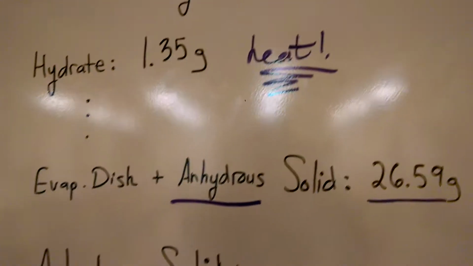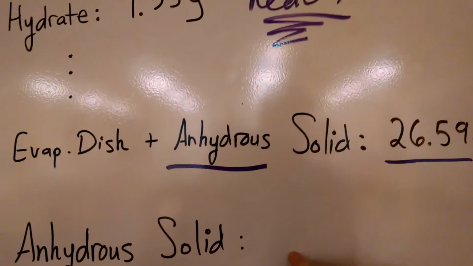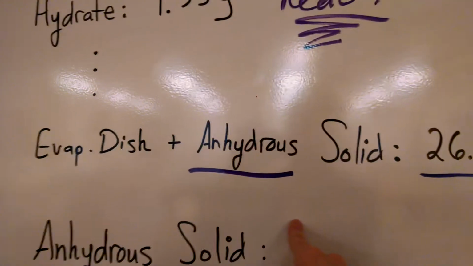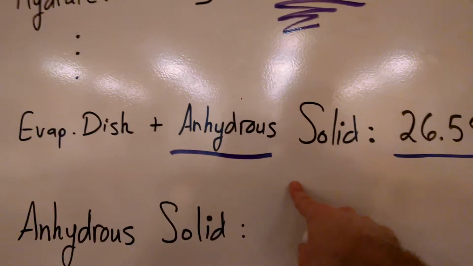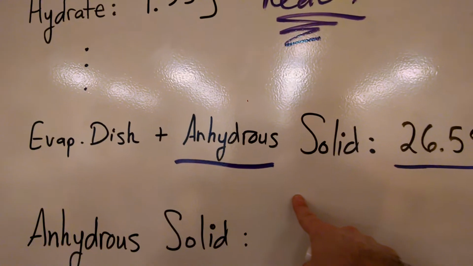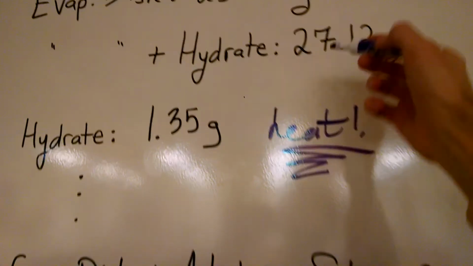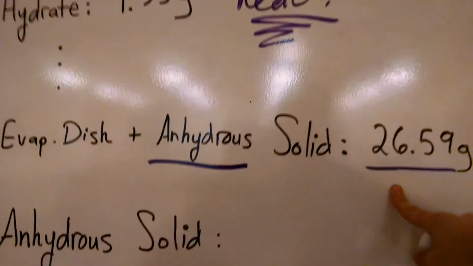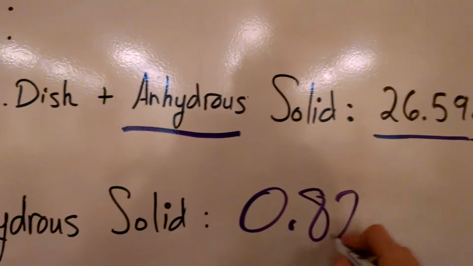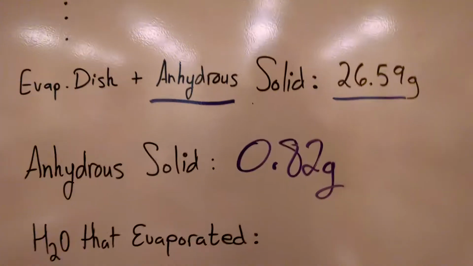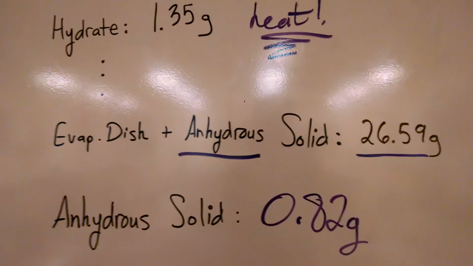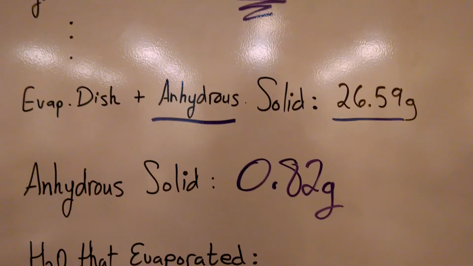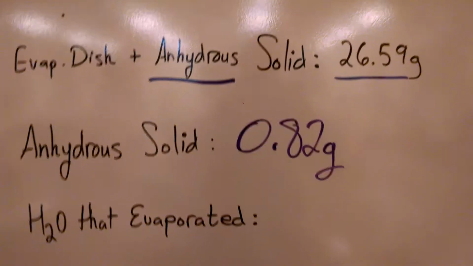In order to find out the mass of the anhydrous solid, again, we need to do some subtraction. Because here we have the dish and the solid, the anhydrous. We don't care about the actual hydrate anymore. So if we subtract the dish from what we have down here, we end up getting an anhydrous solid mass of 0.82 grams. So obviously it's less than the hydrate, which is good because we lost some water. It's like if you lose weight with water mass. Obviously you lose water mass, so you're going to be lighter.